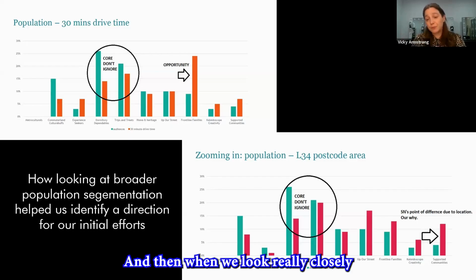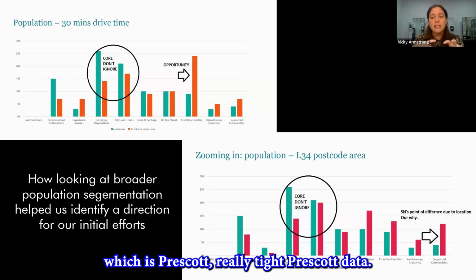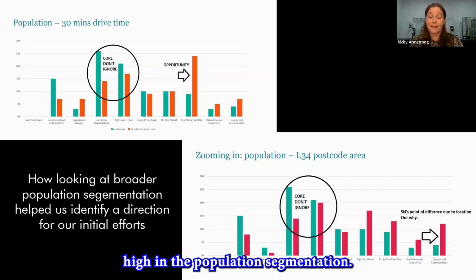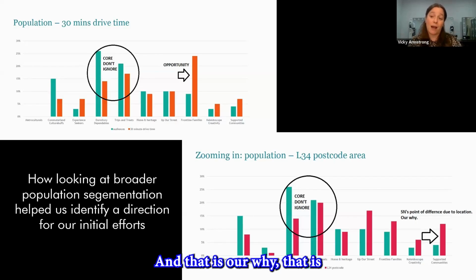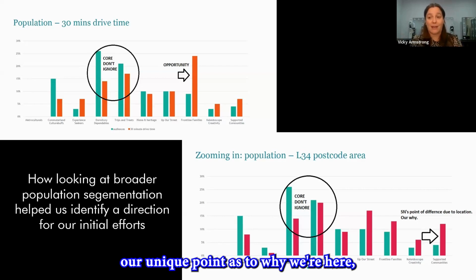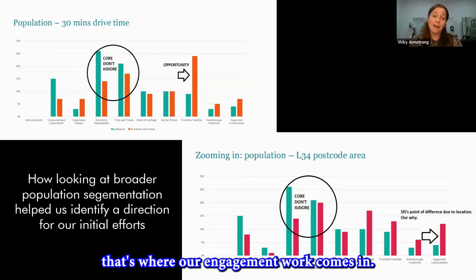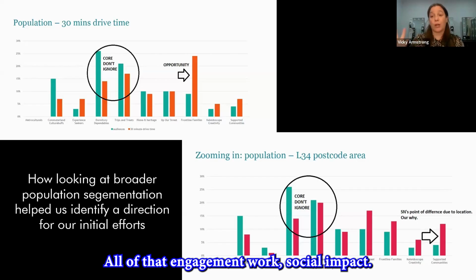And then when we look really closely at the L34 postcode data, which is Prescot, really, really tight Prescot data, Supported Communities are particularly high in the population segmentation. And that is our why. That is our unique point as to why we're here, what we've been put here to do and deliver. And all our social objective work really feeds into that Supported Communities area. And we know that that is the least engaged segment in all the segments. We know it's hard work, but that's where our engagement work comes in. And that's where we can focus really heavily all of that engagement work, social impact.